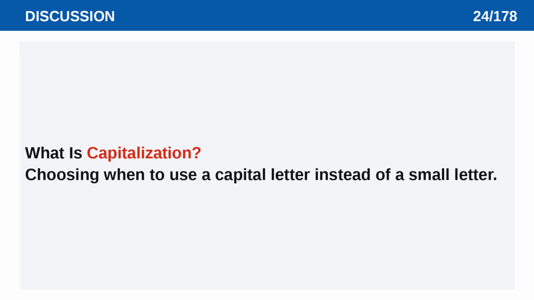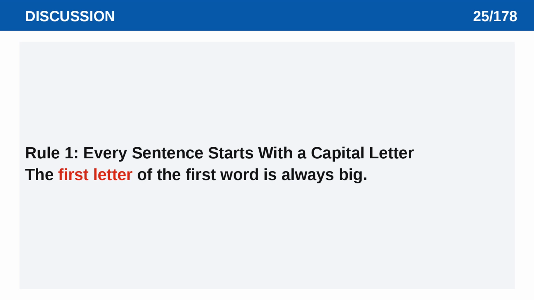Capitalization means choosing when to use a big letter, a capital letter, instead of a small letter. English has rules for exactly when to do this. The first and most important rule is about the beginning of a sentence. Rule 1. Every single sentence must begin with a capital letter. This means the very first letter of the very first word of every sentence is always big.